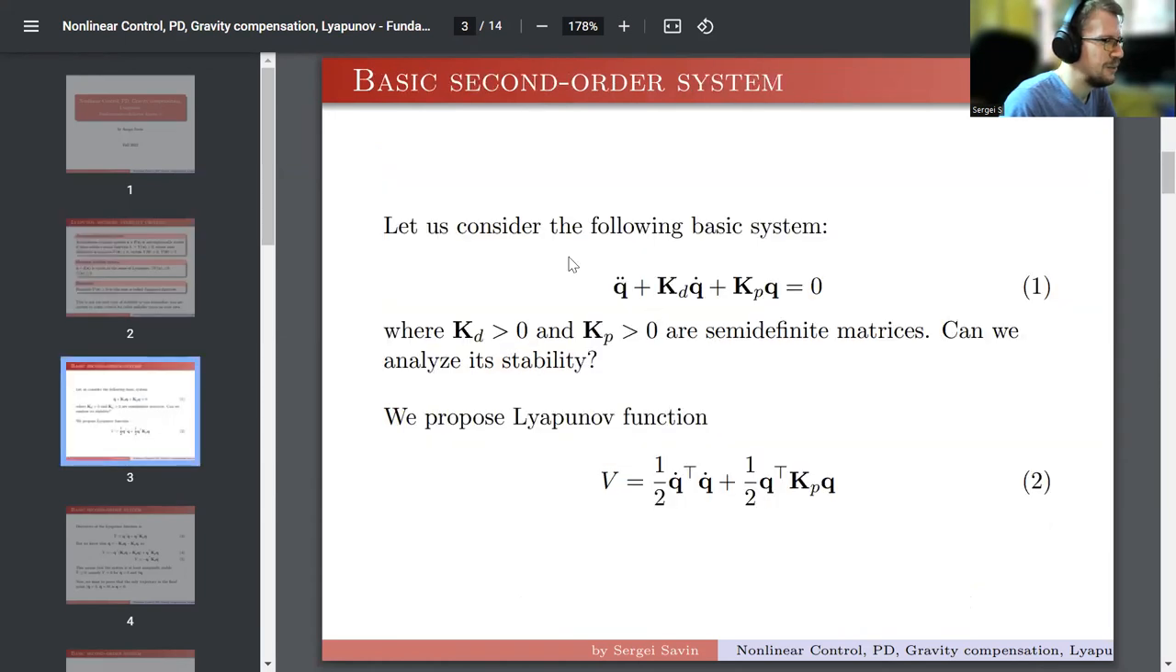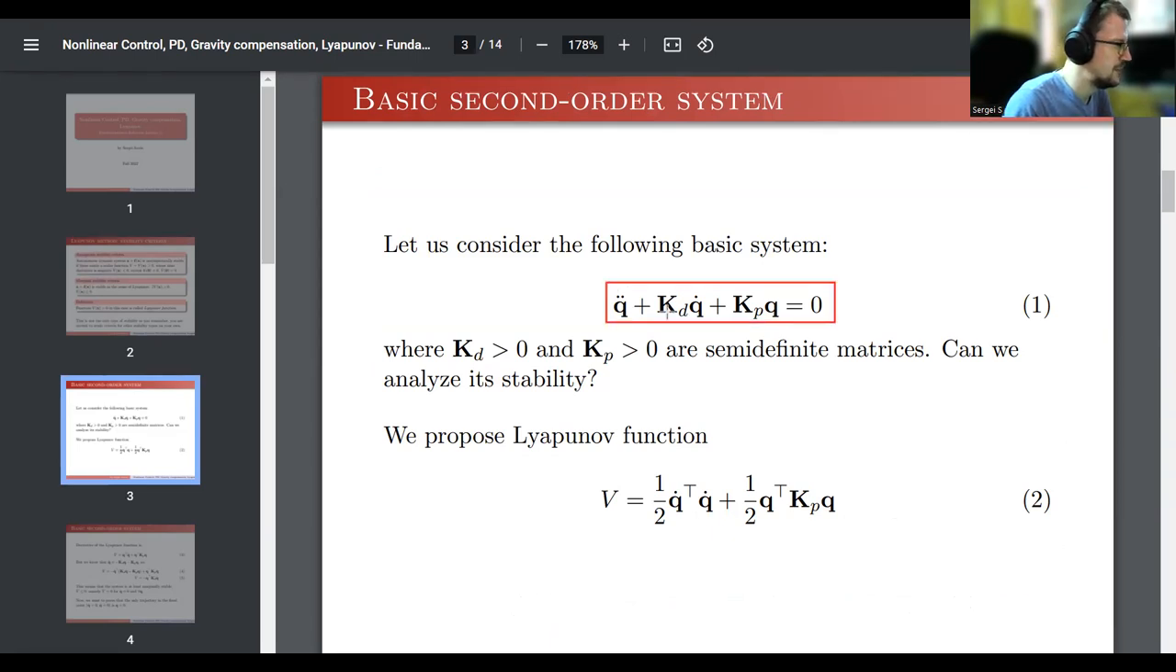Let's immediately see one application. Let us consider a basic second order dynamical system. This is a linear system. We could do eigenvalue analysis on the system, but let's instead simply do Lyapunov directly on this. You can think of it as an extension of the simple oscillator. You remember the simple oscillator is mass times x double dot plus mu, the viscous friction coefficient, times x dot plus kx equal to zero, right? A mass with a spring, a simple oscillator. Well, this is the extension to matrices, vectors.